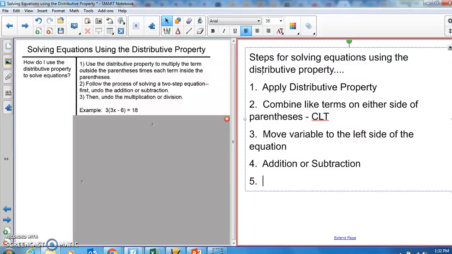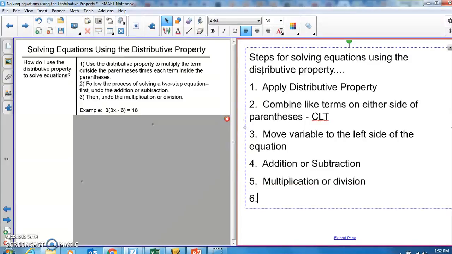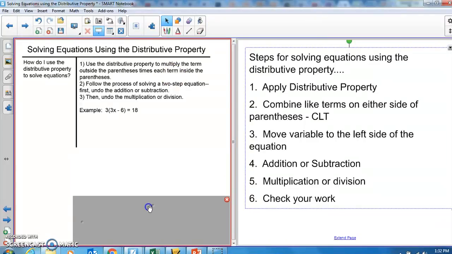Fifth thing, we're going to look for multiplication or division. And then sixth thing, check your work. All right, so these are the steps we're going to take. These are a little bit more steps than what I have here on the left side because this is a little bit more comprehensive. It takes it step by step. All right, so what I want to do here is we're going to work through this using these properties over here.